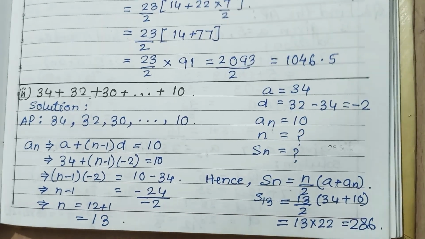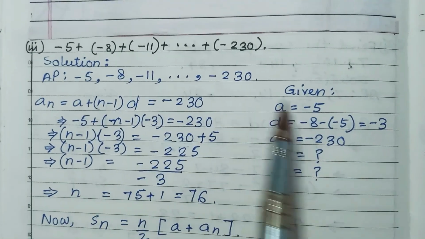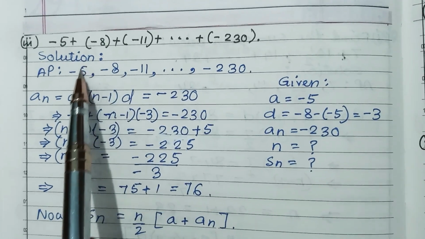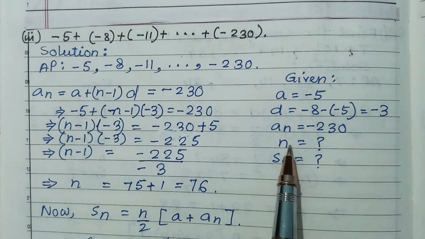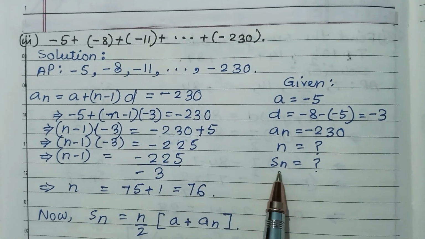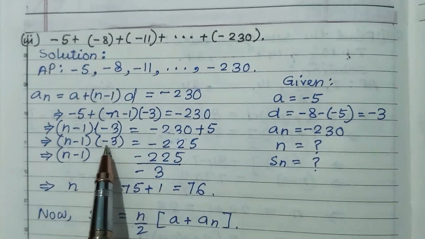Understood? Next is another finite AP. So it is an AP where the first term is minus 5, and d is minus 8 minus of minus 5, which is minus 3. You have to find n first, then you will get Sn. So how many terms are there? First find that here.